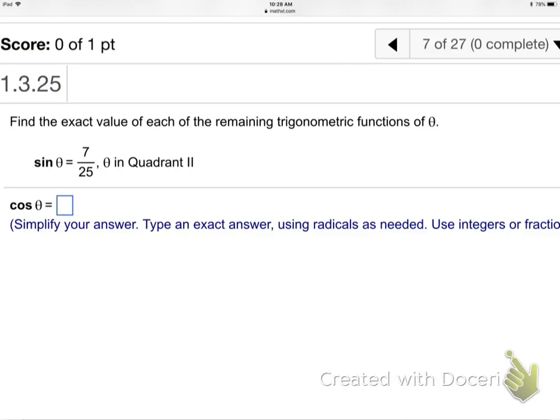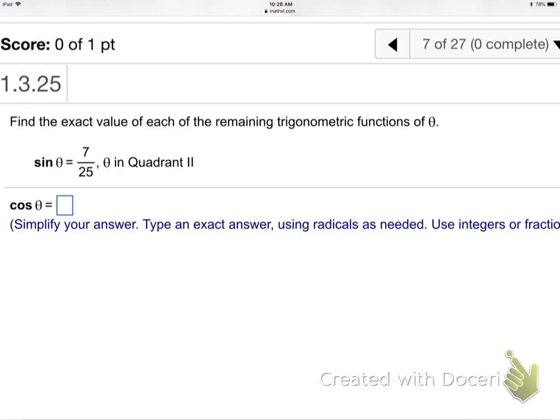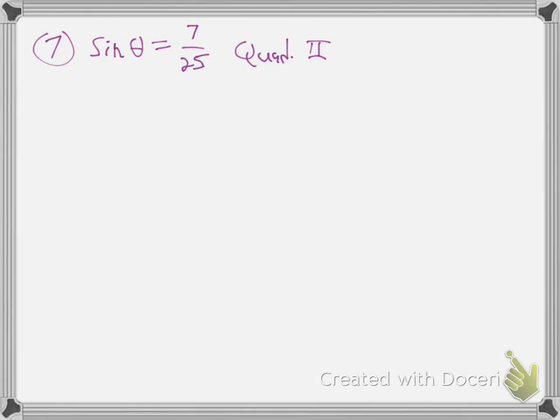They're telling me sine of theta is 7/25 and theta is in quadrant 2. Let me rewrite it with some more room. Sine of theta. Quadrant 2, did I get that right? Yeah. Quadrant 2. Okay.